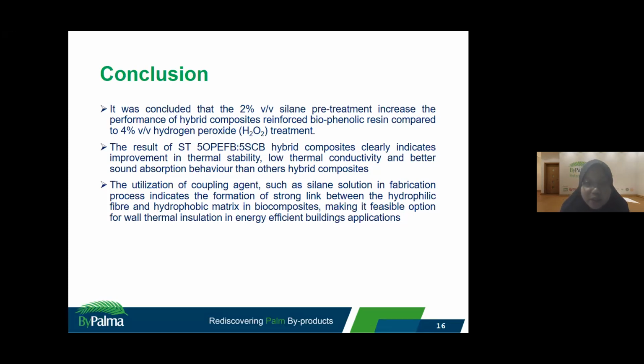The utilization of coupling agents such as silane solution in the fabrication process indicates the formation of a strong link between the hydrophilic fiber and hydrophobic matrix in biocomposite, making it a viable option for wall thermal insulation in energy efficient building application.